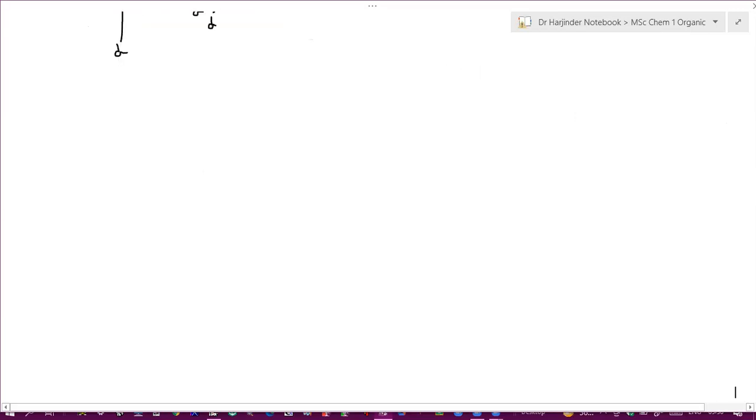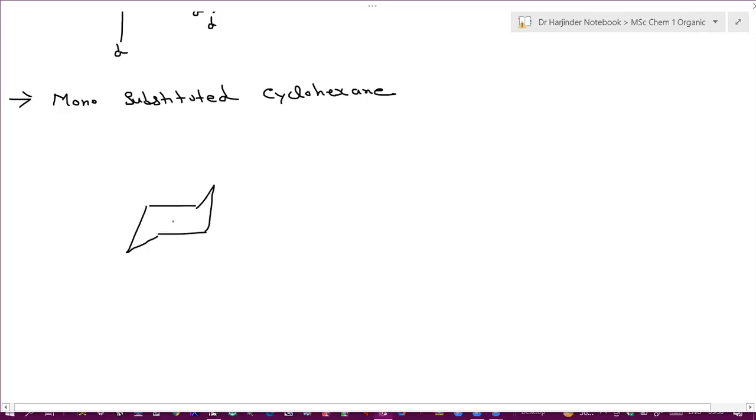So let us start with monosubstituted cyclohexane. So this is your cyclohexane, and it has 2 bonds over here. And suppose it is monosubstituted. That means one of the hydrogens is replaced by, say, another group like methyl or some other bulky group. And suppose this is your carbon number 1.